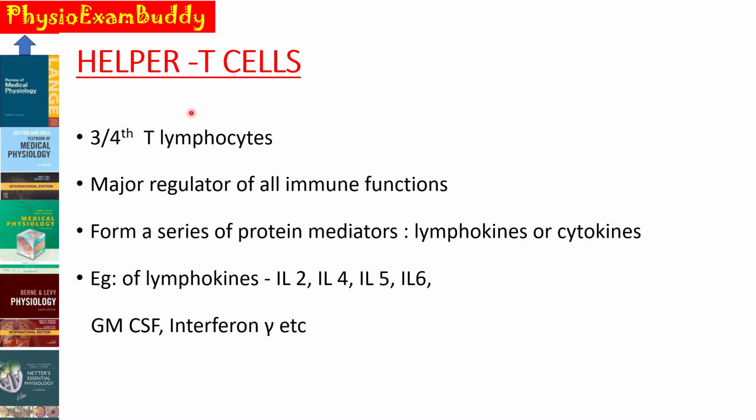First, in detail about the different types of T lymphocytes. First, helper T cells. Out of the total T lymphocytes, three-fourths belong to the group of helper T cells, and they form the major regulator of all the immune functions. They also form a series of protein mediators, that is either lymphokines or cytokines. Examples of lymphokines in our body are interleukin 2, 4, 5 as well as 6, granulocyte-monocyte colony stimulating factor, and interferon gamma, etc.